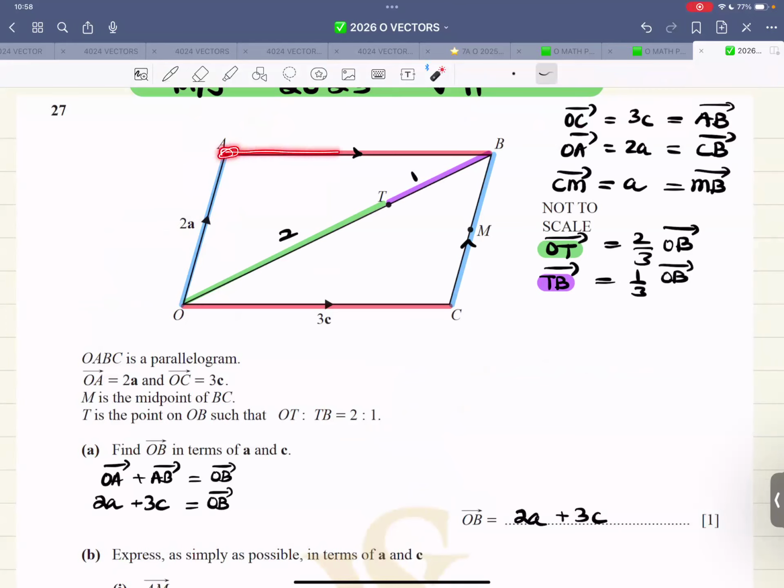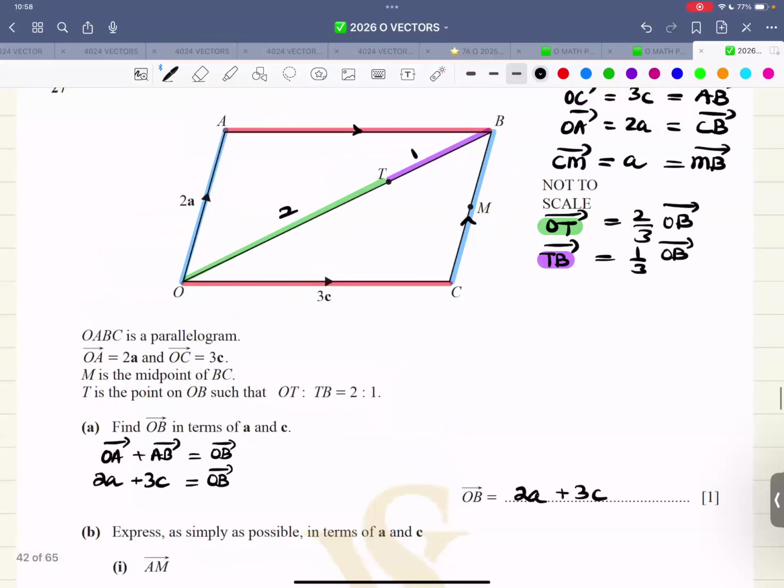Go from A till B, go from B till M. That's the same thing as AM. Now we know that MB is A. So if MB is A, therefore BM is negative A. Keep that in mind because we are going in this direction. BM is negative A. So therefore, let me draw an orange vector like this, a thin one like this.